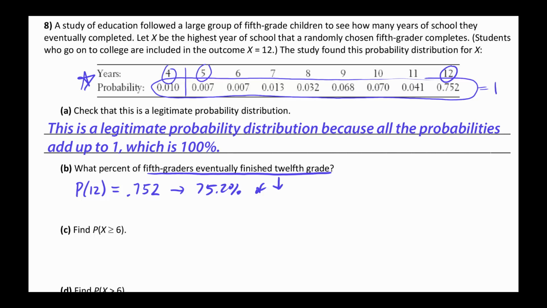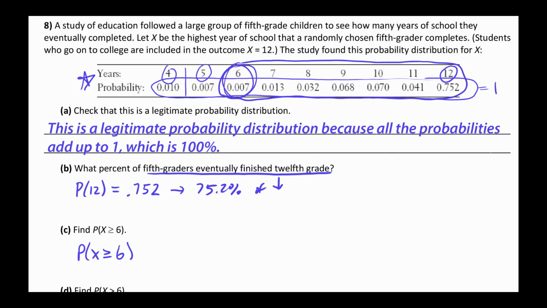With part C here, we start to move on to a different idea where we're including multiple things. Find the probability of X being greater than 6. X is the highest year of school that they completed. So let's see. Probability of X being greater than or equal to 6. That could be any of these values. So I'm going to need to add them up. Notice how I included 6 in here because there's that equals to sign.